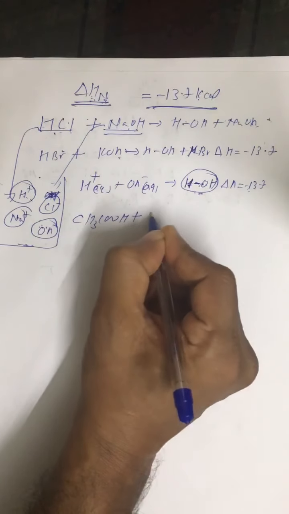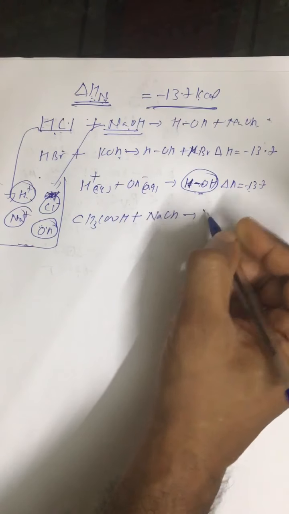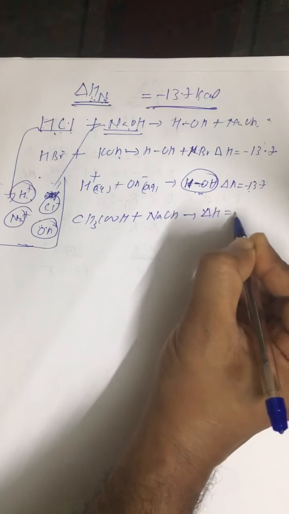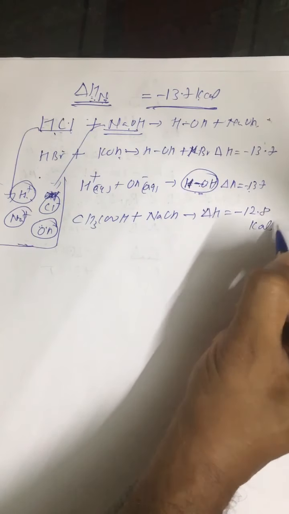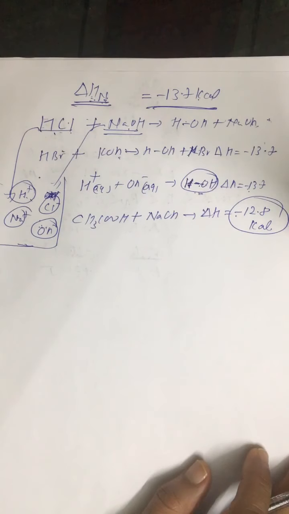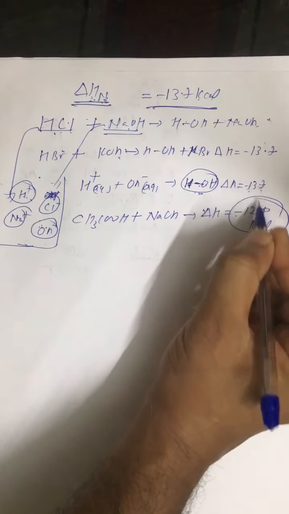But if you use a weak acid in place of a strong acid, a weak acid and a strong base, suppose, then the amount of heat released is not 13.7, it is less than 13.7. Say the amount of heat released is 12.8 kilocalories. Means, see, negative sign, you should be again careful. Negative sign we are indicating because the heat is released. Now see, there is a difference of 0.9 kilocalories.